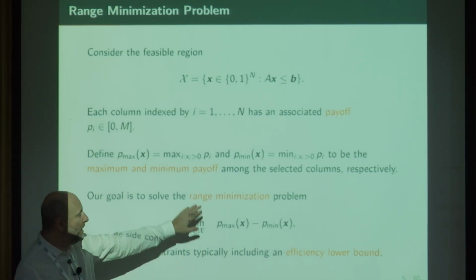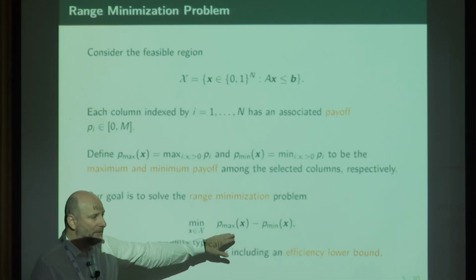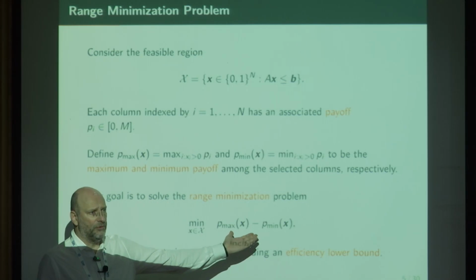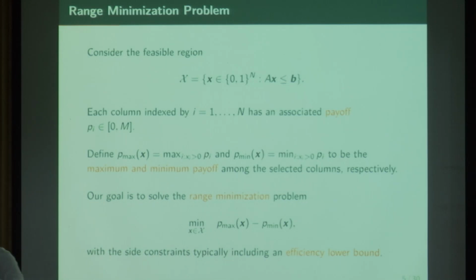Then, assuming that I can formulate the range minimization, so taking into account how to write P max and P min, the objective function will just be the difference between P max and P min, the payoff, you can think of it as the cost, the payoff, or whatever else, over the set of linear constraints with integer variables.